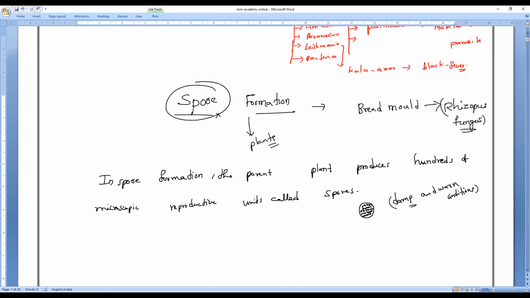Now the spore case of the plant will burst, then the spores will spread into the air, and whenever favorable conditions come, they will start growing into new plants. As they are spreading into the air, we can call them airborne spores. The plants start spreading from one place to another through the help of the air only.